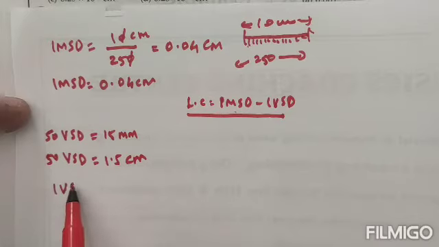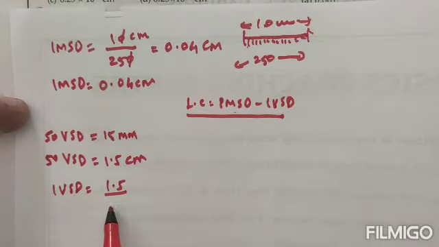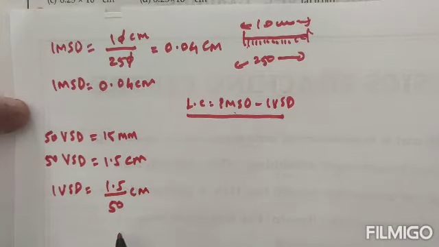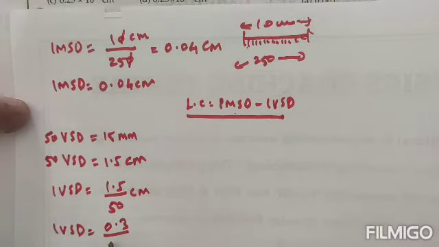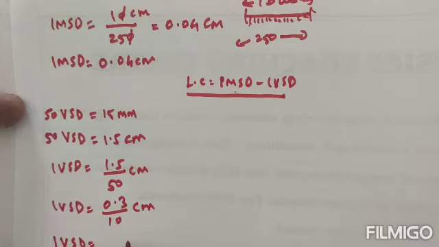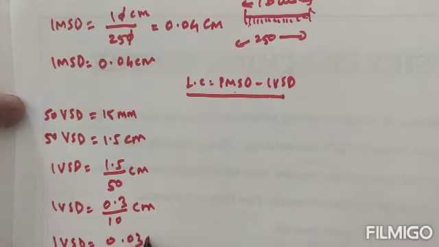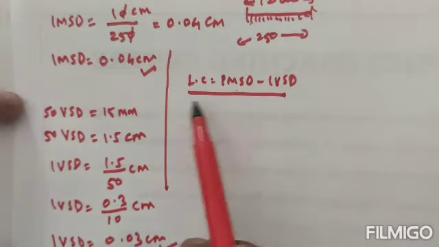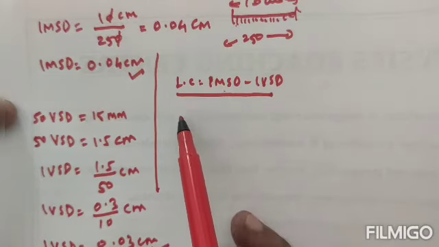Therefore 1 VSD is equal to 1.5 divided by 50 centimeter. Again we can simplify: 1 VSD is equal to 0.3 divided by 10 centimeter. So 1 VSD is equal to 0.03 centimeter. Now you know the VSD value and the MSD value. So now let's find the least count of the given vernier caliper.